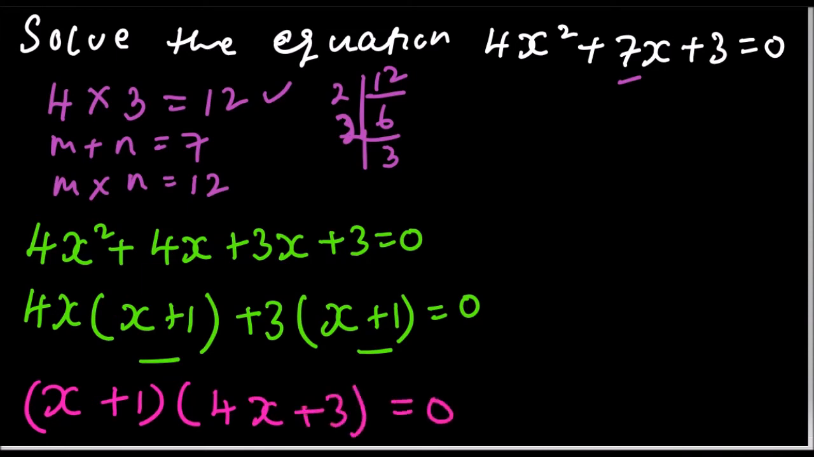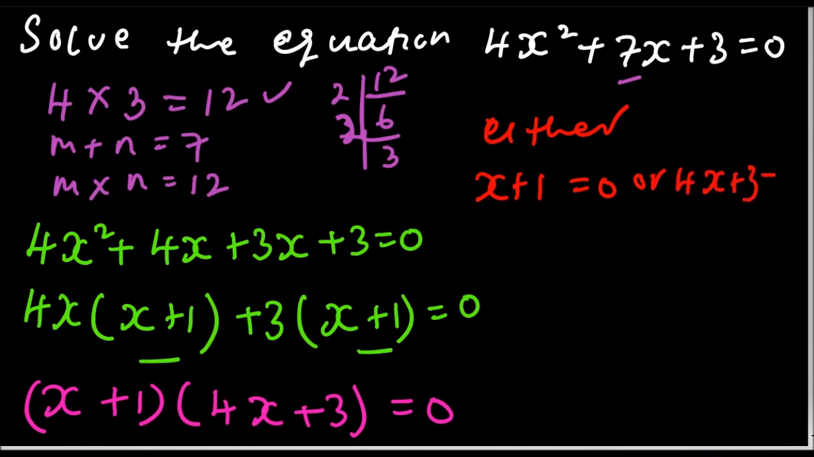So just like we have said in the other example, if this x plus 1 in brackets multiplied by 4x plus 3 is equal to 0, then we say either x plus 1 is equal to 0, or 4x plus 3 is equal to 0.